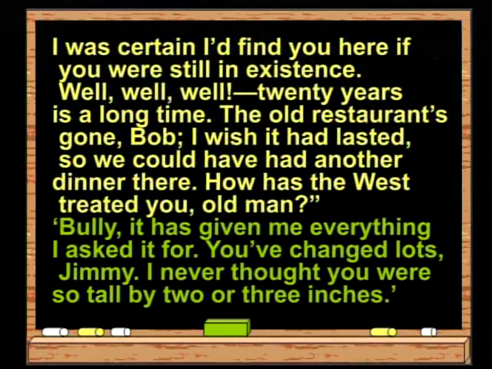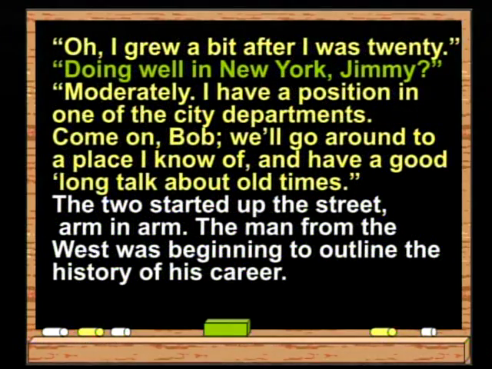"How has the West treated you, old man?" "Bully, it has given me everything I asked for." "You've changed lots, Jimmy. I never thought you were so tall, by 2 or 3 inches." "Oh, I grew a bit after I was 20. Doing well in New York, Jimmy?" "Moderately. I have a position in one of the city departments."